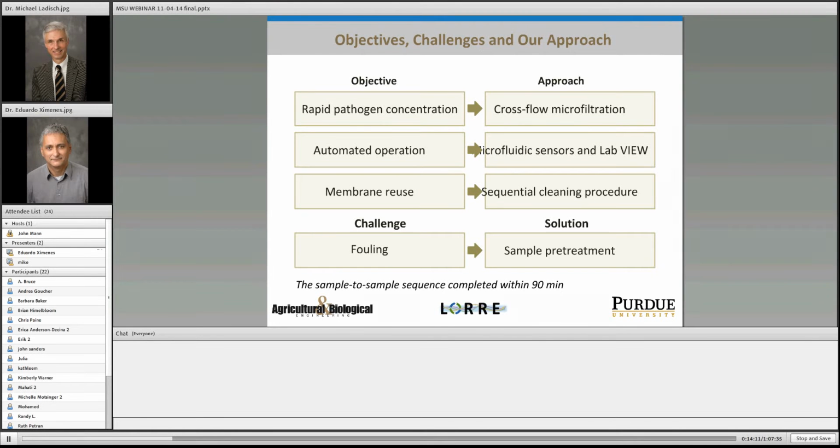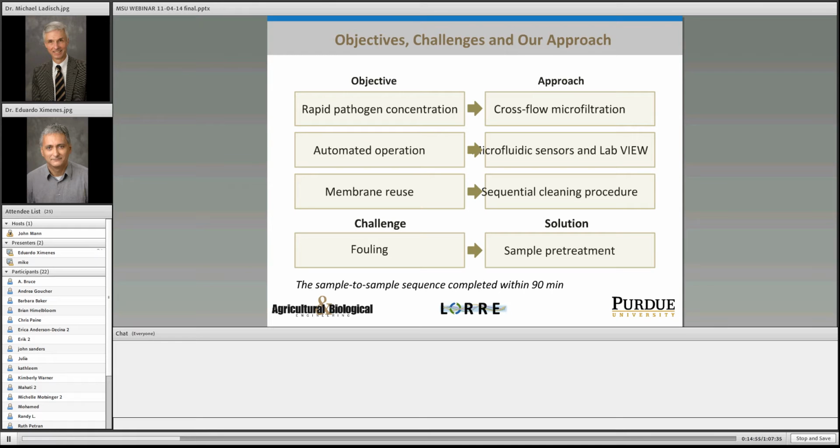So, in summary, what are our objectives, challenges, and our approach? We have the objective to rapidly concentrate pathogens in contaminated food. For that, our approach is to use cross-flow microfiltration. We have the objective to use an automated operation. For that, we use microfluidic sensors and LabVIEW software. We have the objective to reuse the membrane, aiming to reduce costs.